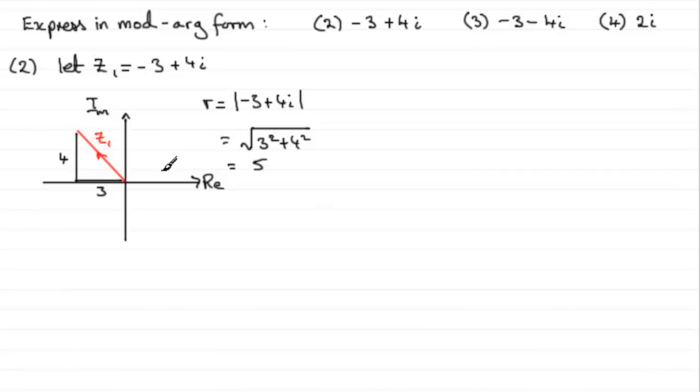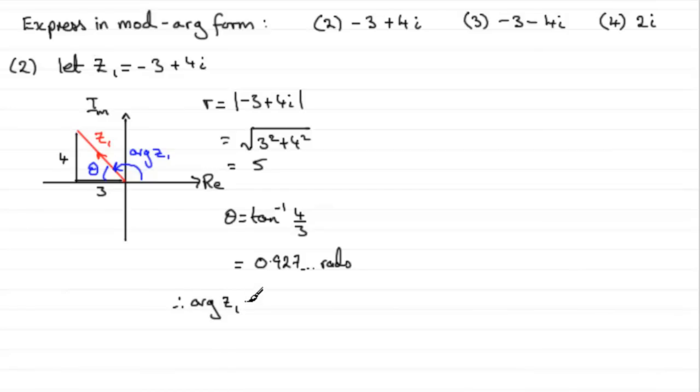When it comes to working out what the arg of z1 is, that's this angle round here, arg of z1. We first of all need to find this angle in here, theta. And we can do that by saying theta equals the inverse tan of the opposite side over the adjacent, 4 over 3. So make sure you're in radians mode for that. If you do that, you end up with 0.927 and so on radians. But to get the arg of z1, we need to do pi radians minus this angle. So therefore, arg of z1 equals pi minus 0.927 and so on. Work that out in your calculator, and you end up with 2.214 and so on radians.